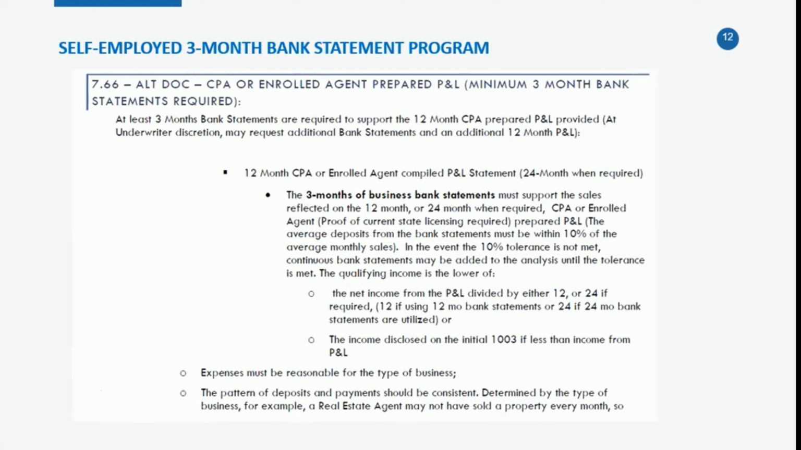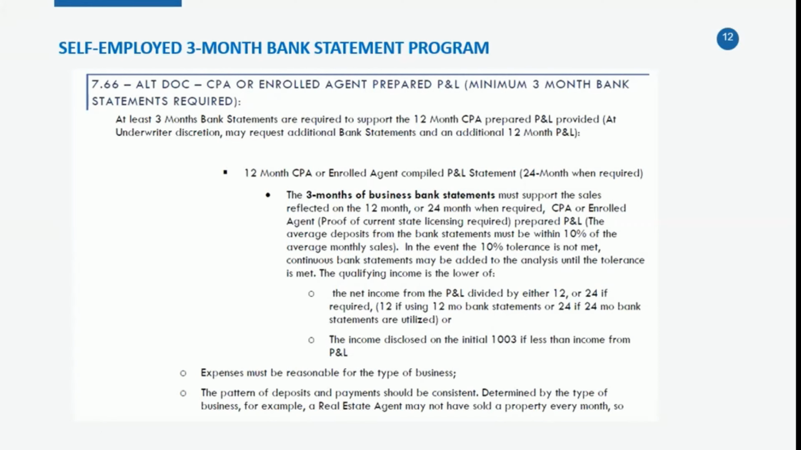So we all understand what type of deposits we're probably going to exclude, what we're going to use, and what we might want to fight. Correct? Correct. Okay. So now the self-employed 3-month bank statement program.